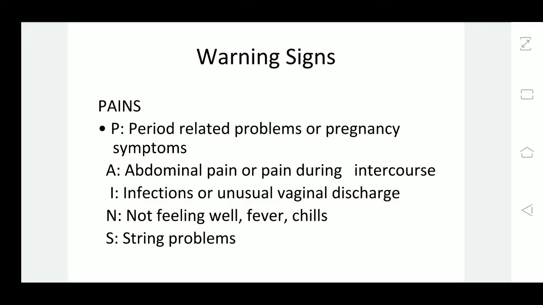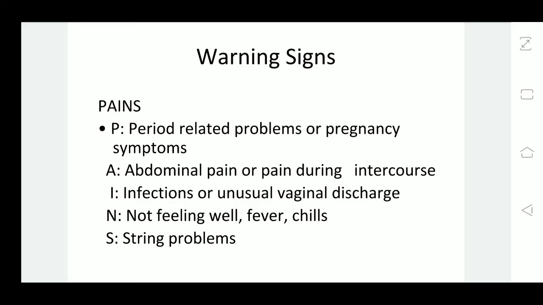In case of infections, which may manifest as excessive vaginal discharge, foul smelling vaginal discharge, or pain in abdomen, or there may be a fever, then she must come to the health provider. In general, if she is feeling sick, not feeling well, or has fever, or chills, or some urinary symptoms, some abdominal symptoms, pain, then she must visit. She must come back for the follow up.